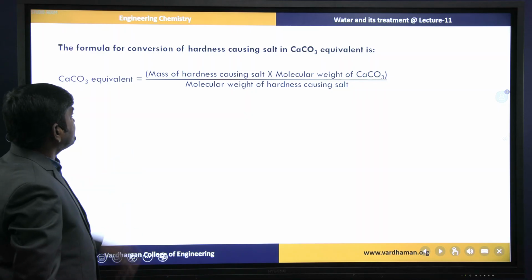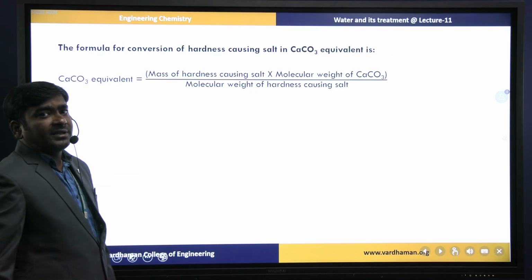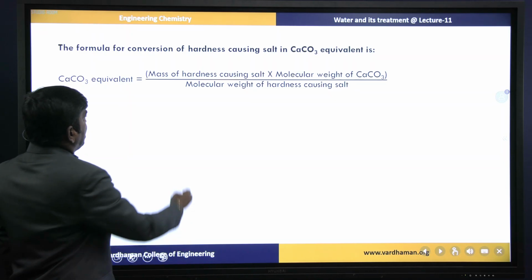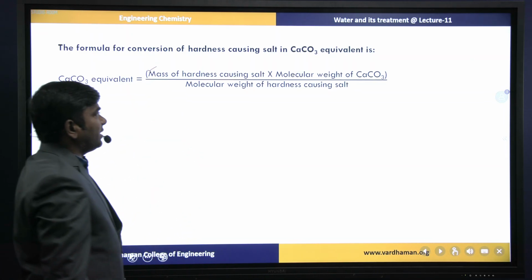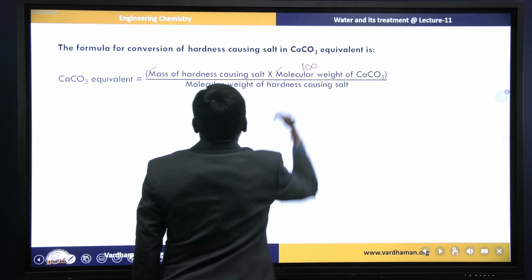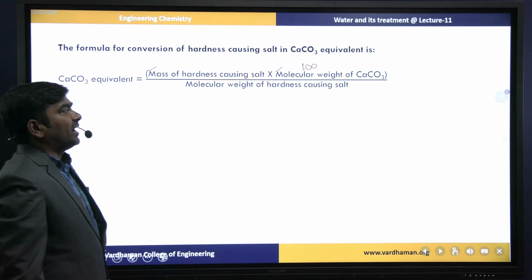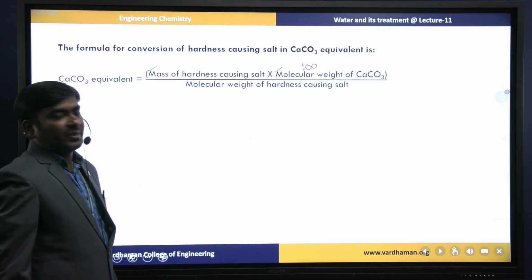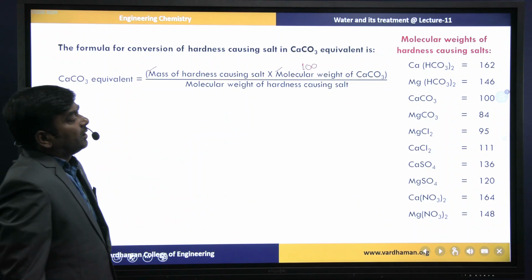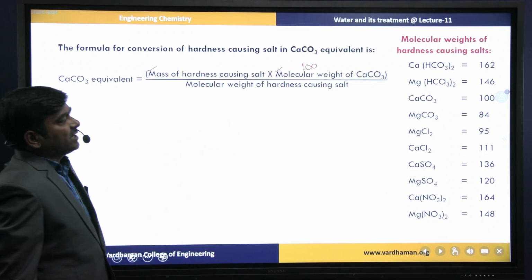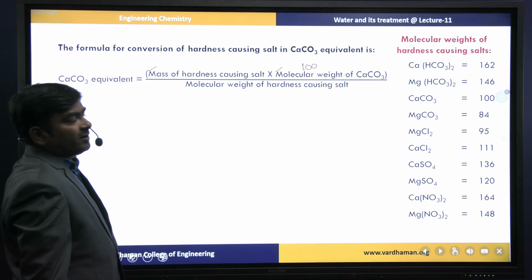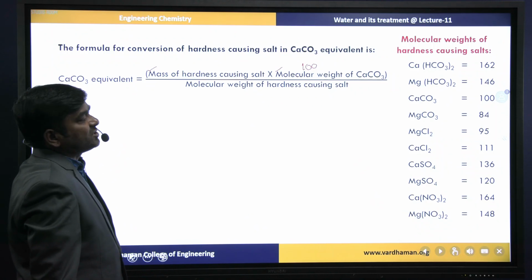Let us see the formula. Calcium carbonate equivalent weight is equal to the mass of the hardness causing salt into the molecular weight of calcium carbonate, which is 100, divided by the molecular weight of the hardness causing salt, whatever salt is given, right? Let us see one problem. Before going to the problem, you can observe the molecular weights of the salts: calcium bicarbonate 162, magnesium bicarbonate 100, calcium carbonate 84 for magnesium carbonate.